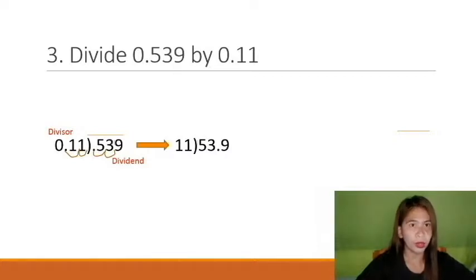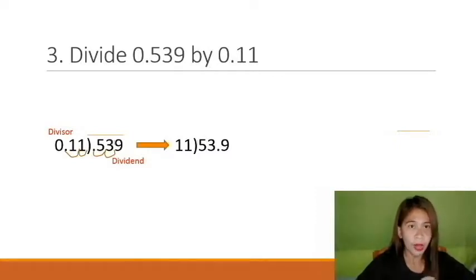Now, the closest multiple is 4, because the product of 4 times 11 is 44. So, 53 minus 44 is 9. So, bring down the 9. Now you have 99. 99 divided by 11, the answer is 9. 9 times 11 is 99. 99 minus 99 is 0.